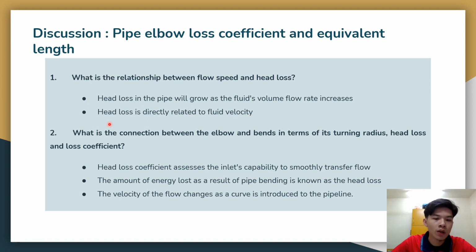The second one, what is the connection between the elbow and bends in terms of turning radius, head loss, and loss coefficients? So the head loss coefficient assesses the inlet's capability to smoothly transfer flow, and the amount of energy lost as a result of pipe bending is known as the head loss. And then the velocity of the flow changes as a curve is introduced to the pipeline.